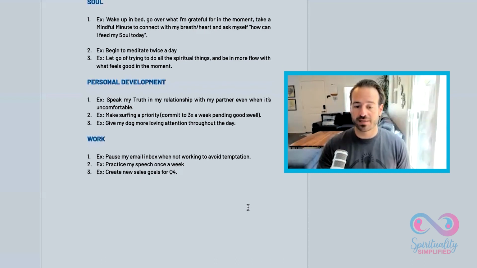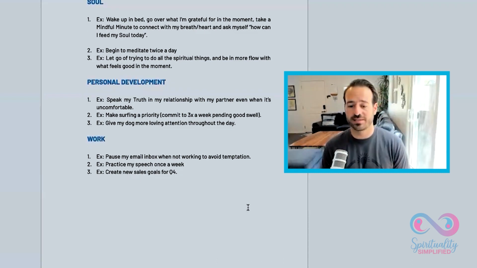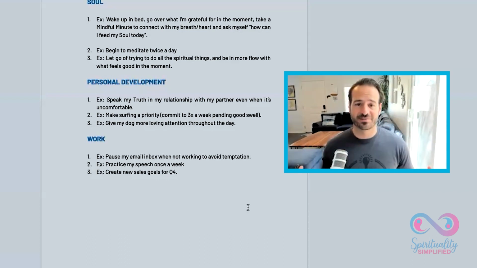In work, I wrote pause my email inbox when not working to avoid temptation. This is an awesome tip for anyone that considers themselves someone who works a lot with their email, and especially from their phone. There's an app, I believe it's free. It is free. It's called Boomerang. And there's a feature called pause. You can actually pause your inbox.